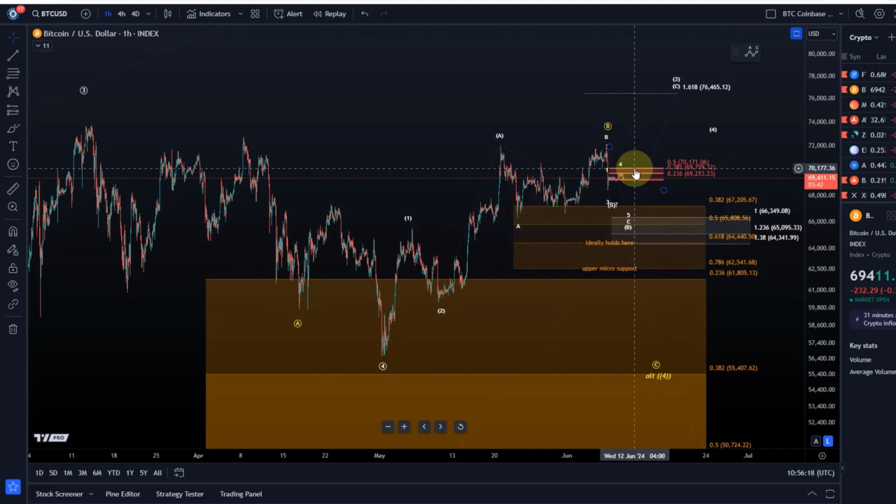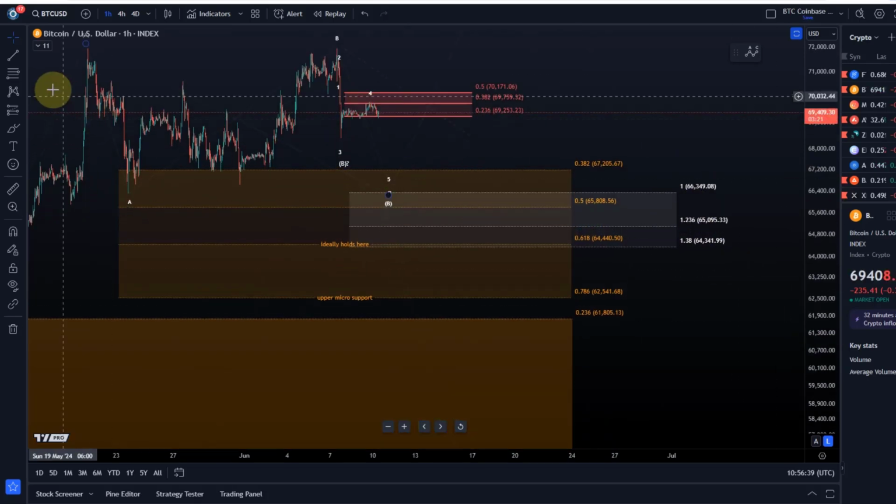But the structure that has developed from the 1st of May low tells us that we could easily still test the lower support area again, and that would be another opportunity to accumulate. But until we break the upper micro support area, I'm watching for the price to find support there. Let's go to the 30-minute chart.